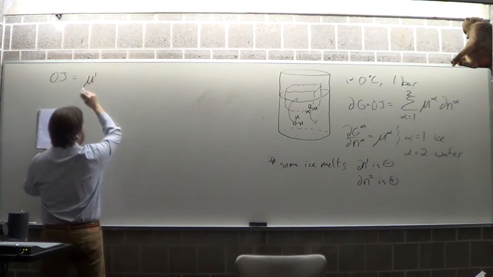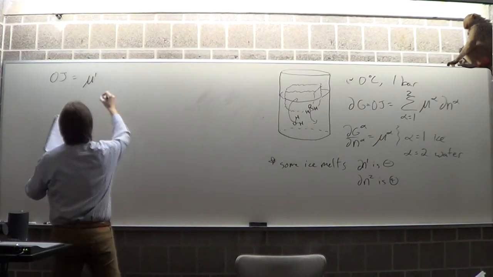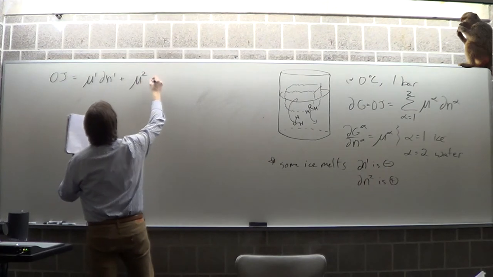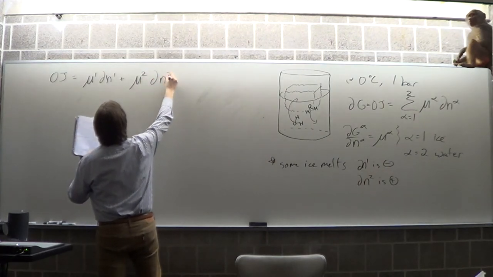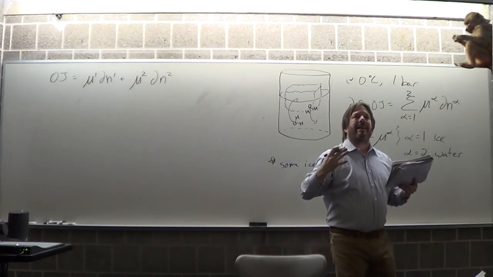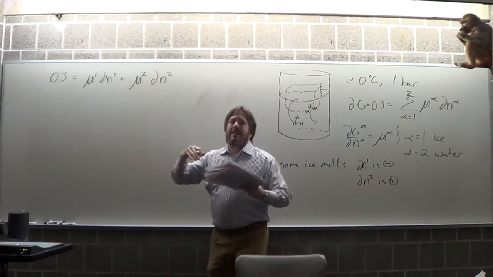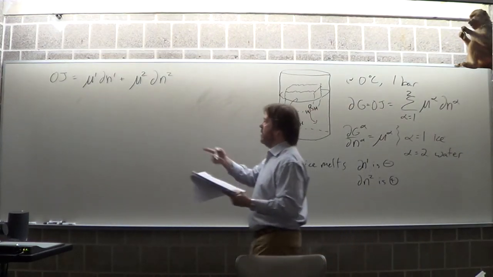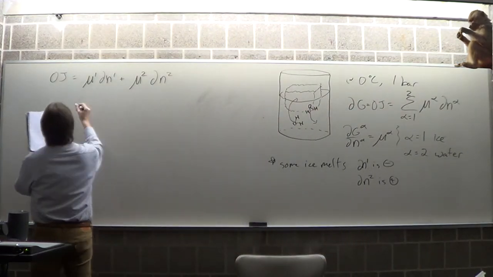Okay, chemical potential, what is it again? The chemical potential of ice times the change in moles of ice, plus the chemical potential of water times the change in moles of water. Now remember, another thing is, don't worry about what's plus or minus. Things add, energies add. If they choose to be negative, that's their problem. You just add them up.